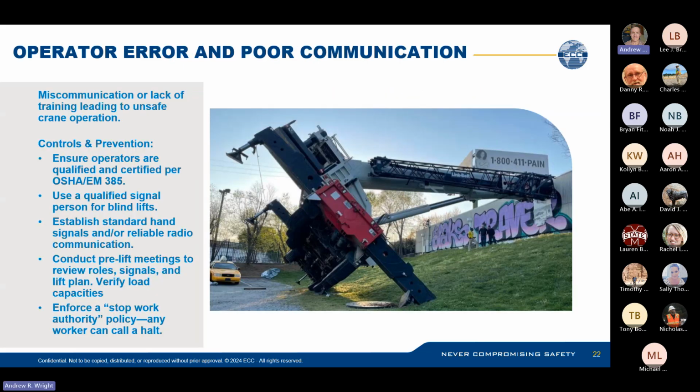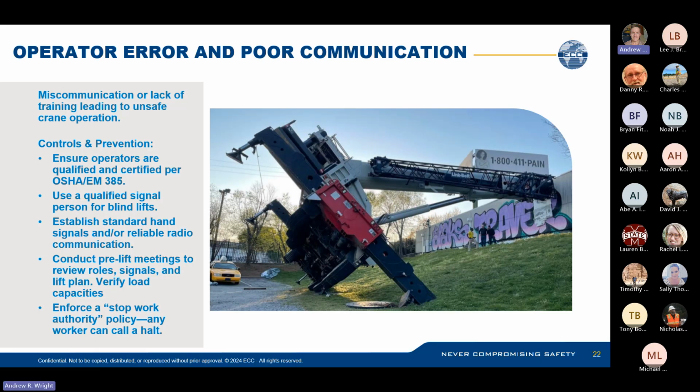Next hazard is operator error and poor communication. This is an overarching causal factor in almost all crane-related incidents, but it's a miscommunication or lack of training leading to unsafe crane operation. So controls are to ensure the operators are qualified and certified per OSHA and EM 385 regulation. Use a qualified signal person for blind lifts or where the operator cannot maintain a line of sight with a signalman or where they can't see the load being dropped.